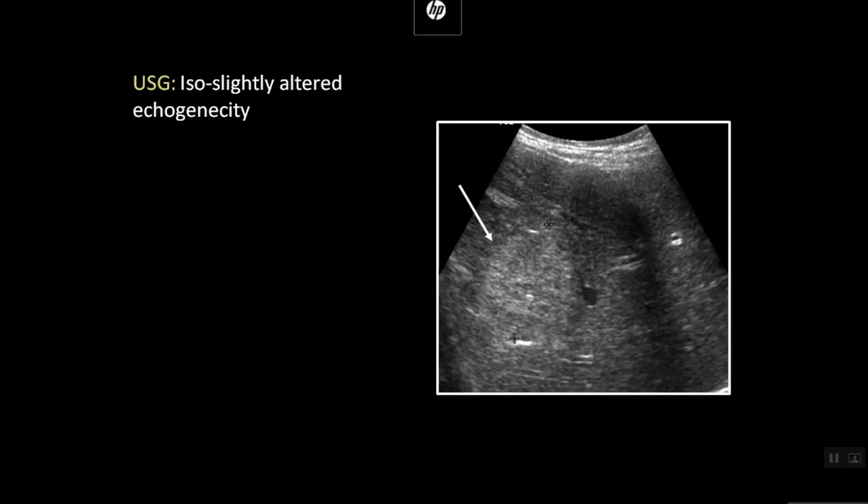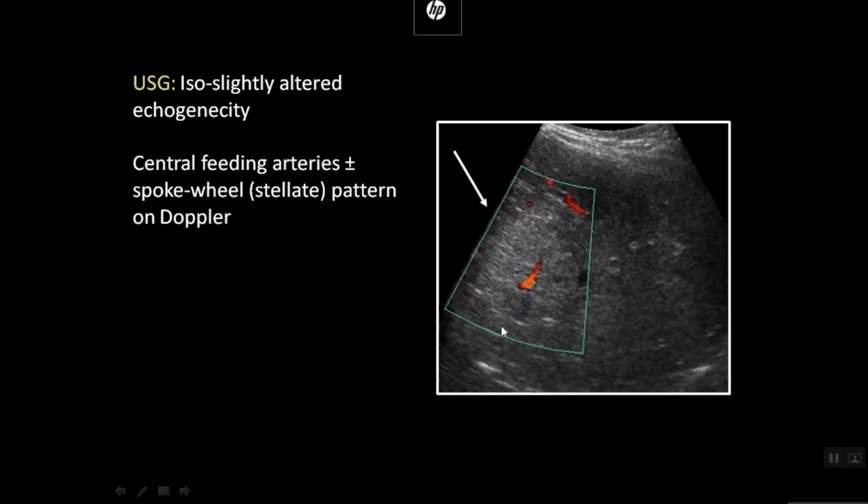In ultrasound generally it's iso. We'll often miss it. If it's very big, we can catch it. Here it is slightly hyper, right? So we can sort of catch it here. Sometimes it shows mass effect, so you can catch it that way.